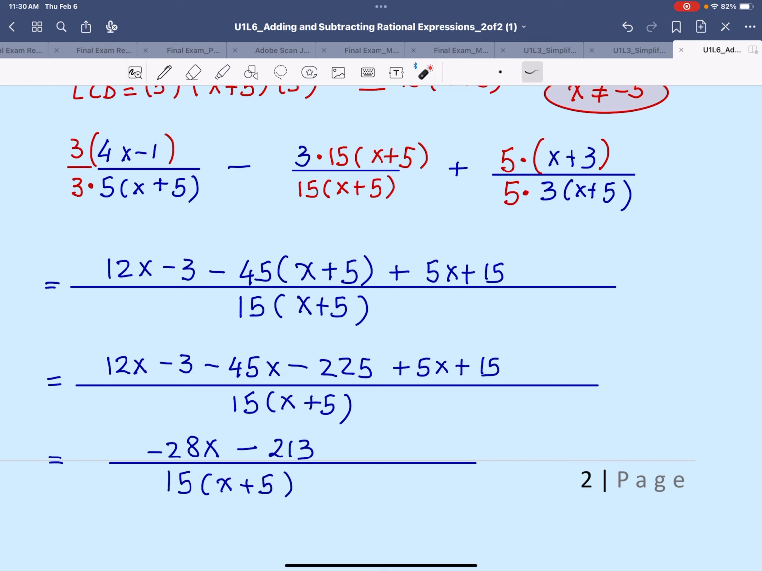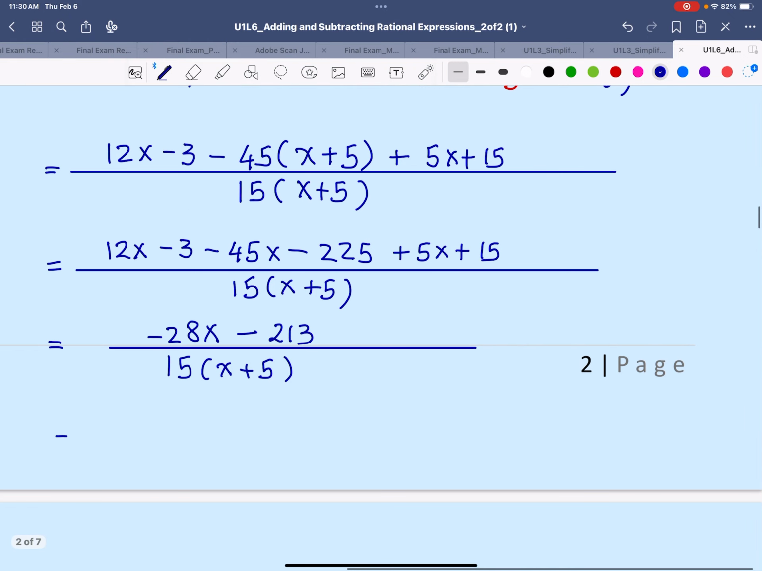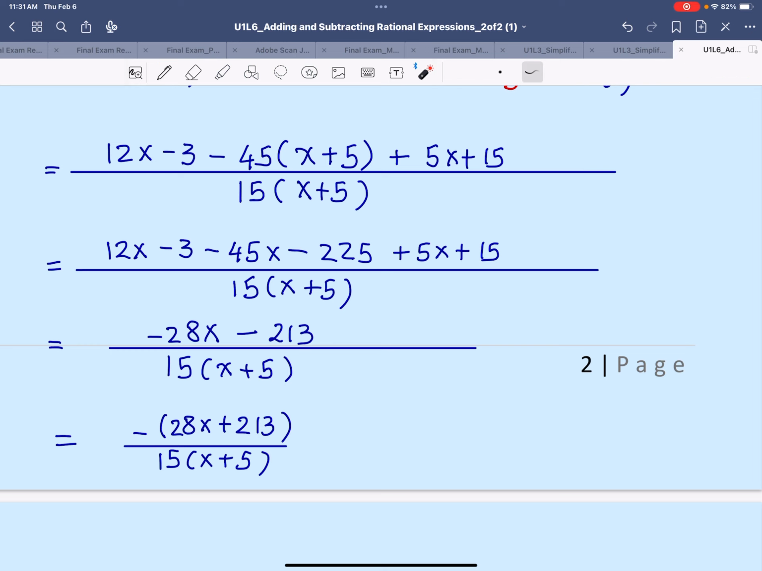Now, as you can see, there is nothing we can take out in this case. We can take out a negative 1, but if you leave the answer in this form, it's totally fine. So you can take the negative out and write this as negative 28x plus 213 over 15x plus 5. But I don't see any factor in the numerator that can simplify with the denominators, and this will be the final answer.